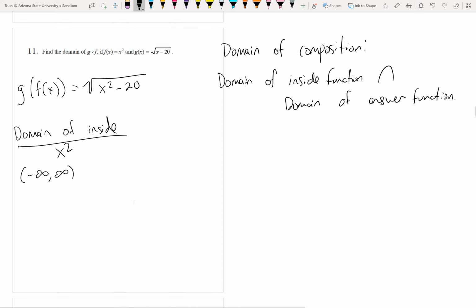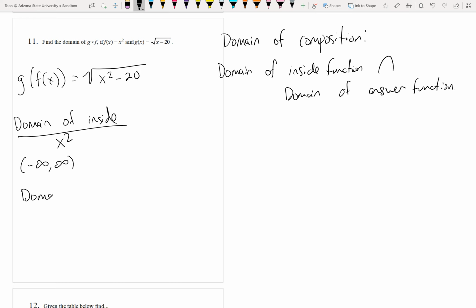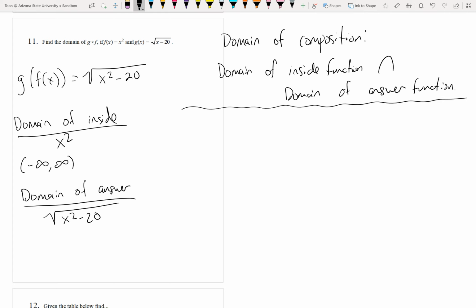That's easy for us. The answer is a little bit interesting, so we actually have to do some math there. So the domain of the answer is the square root of x squared minus 20. So in this particular example, we do have a radical. So we need to safeguard against taking a square root of a negative number. So I want that radicand, the stuff inside of the radical, x squared minus 20, to be greater than or equal to 0. So this is a non-linear inequality, so we need to pretend that it does equal 0, and then solve for x. So when we take the square root, we get plus or minus, so you have to remember that.